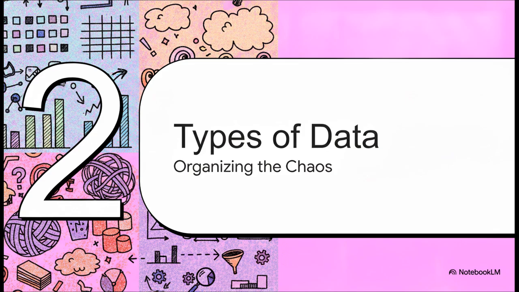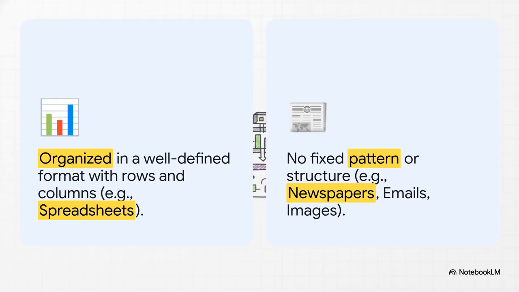Section 2. Structured versus unstructured data, organizing the chaos. So what does this data actually look like out in the wild? Well, it basically falls into two main camps. On one side, we've got structured data. This is highly organized. It sits in well-defined formats with neat little rows and columns, like what you'd see in a spreadsheet or a database. Think of a store's inventory table. You've got columns for model numbers, prices, stock levels, very clean.